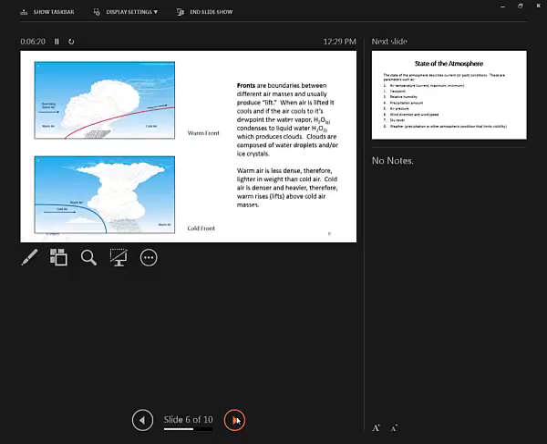This is a cross-sectional look at a warm front and a cold front. And as I'd mentioned before, these fronts are boundaries between different air masses. Now, these boundaries generally produce what we call lift in meteorology. Lift is simply where we get air to rise.